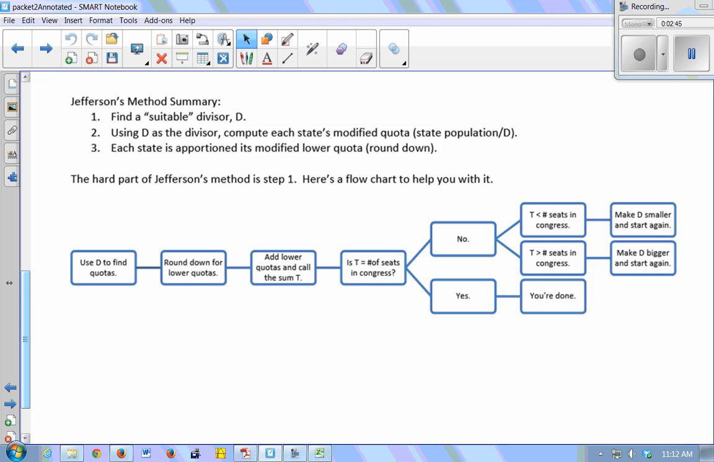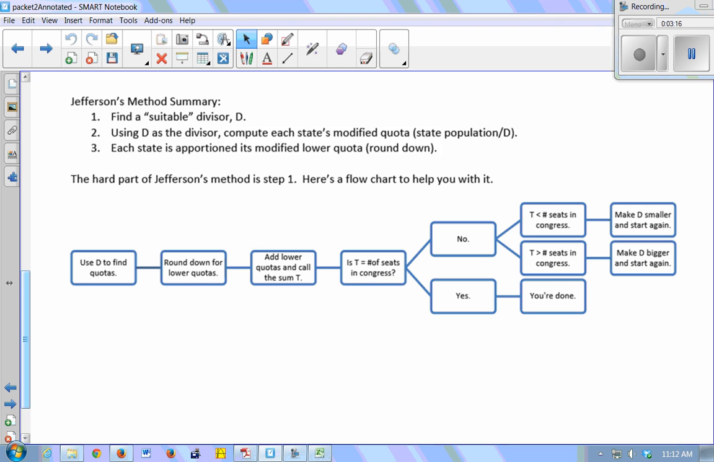And this is a little flow chart that can help you with it. Use D to find the quotas. Usually you'll start with the standard divisor. It might work, right? Round everything down, add them all up and call the sum T. Is T equal to the number of seats in Congress? If yes, then you're done. If not, if it's too small, make D smaller, and if it's too big, make D bigger, just a little, and then start again at the beginning.